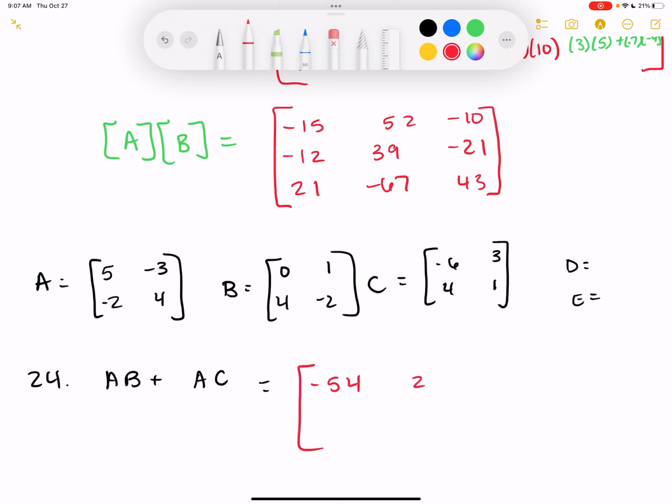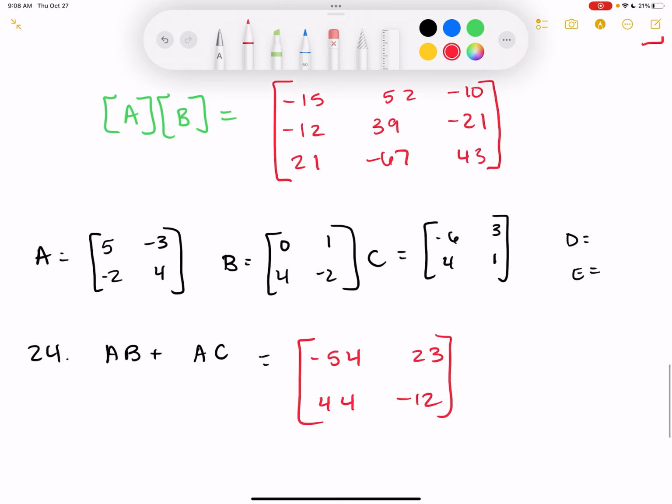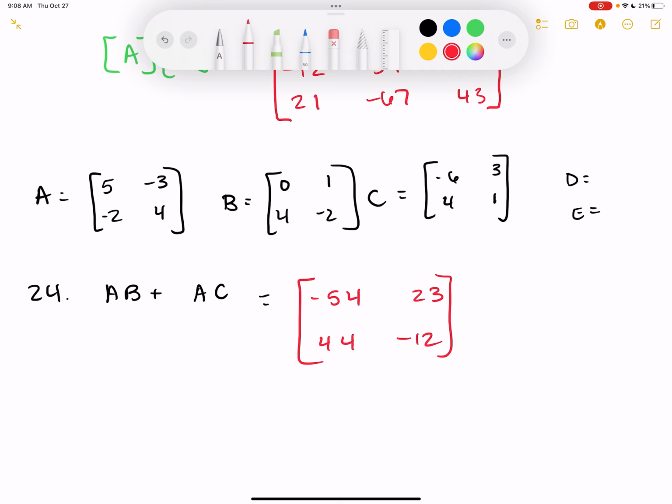-54, 23, 44, and -12. I was just writing down the answer.